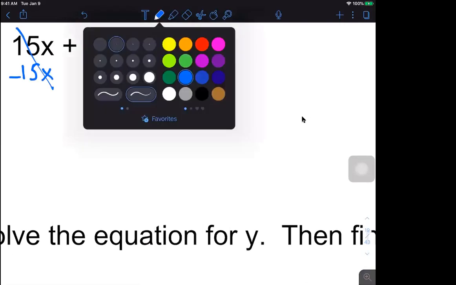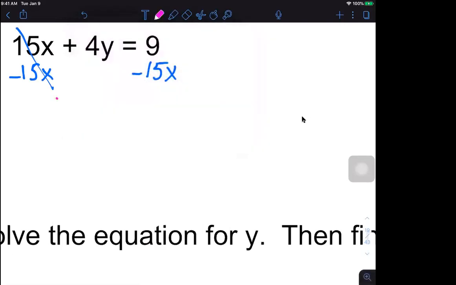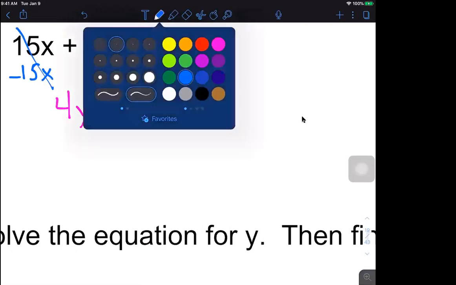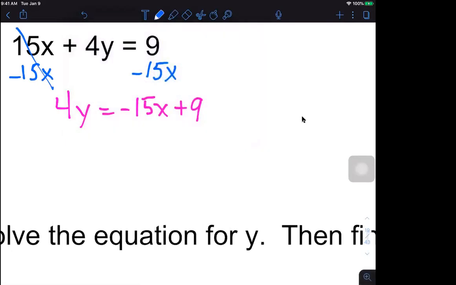These cross out, and now we're left with 4y equals, and again, you want to write your variable first. These are not like terms, so we have to keep them separate. Negative 15x plus 9. Emma, what's the next step? So we want to get y by itself. How do we get the 4 out of there? It's 4 times y, so you divide by 4. Perfect, you got it. Divide by 4.